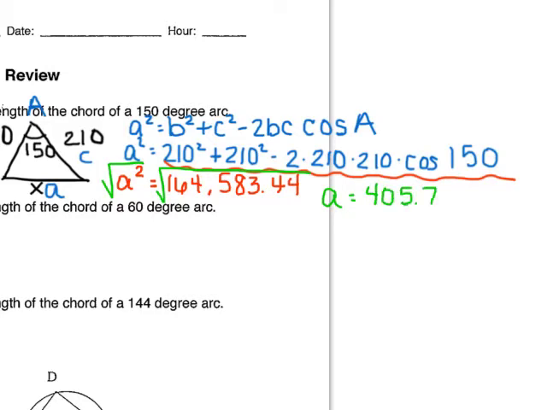And always make sure that kind of makes sense with the numbers that you're working with. If my other two side lengths are 210, 405 is a reasonable number. If you got like 12, for example, that would not be reasonable. If you got like 7,000. Some of you might think to stop at this 164,000, but hopefully you would realize that that number does not really make sense with the 210.